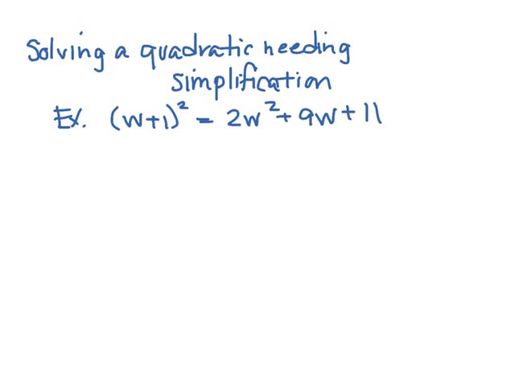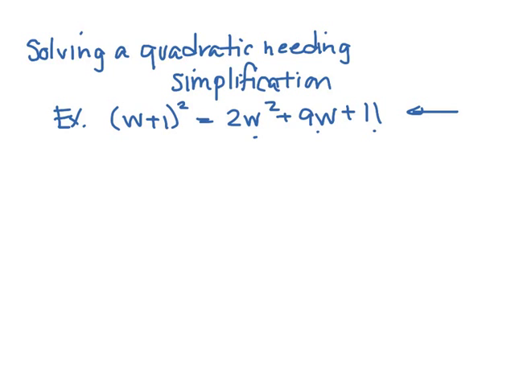Okay, so now we're getting a little bit more involved here about solving a quadratic equation. This one needs some simplification. If we take a look at what we've got right here, that doesn't look like anything. Well, it looks a little bit like what we were familiar with, the quadratic, but we've also got this w plus 1 quantity squared on the left-hand side.